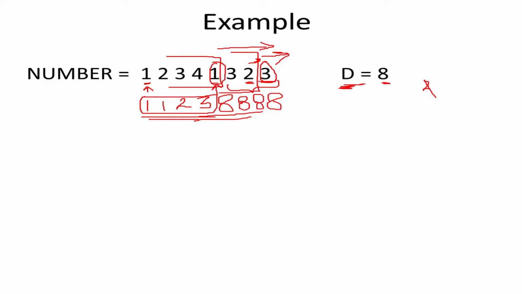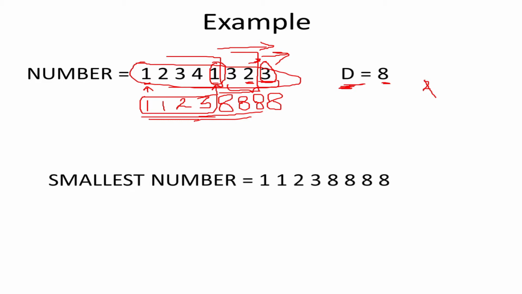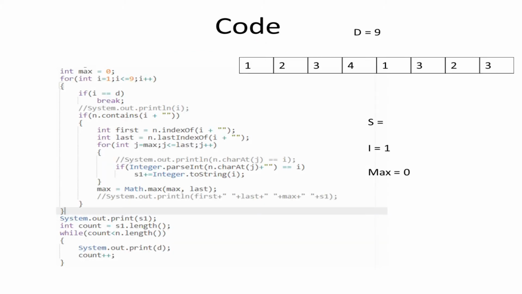Here you can see that the above number had 8 digits. So what we did here is we appended 4 times 8, and this will give us our smallest number. Now let's move forward and look at the algorithm. Taking that example, we'll be designing the algorithm.